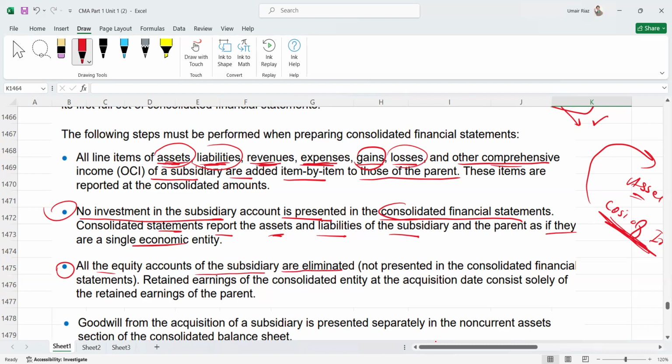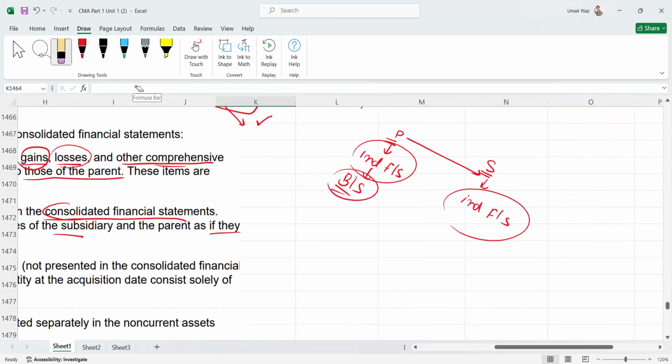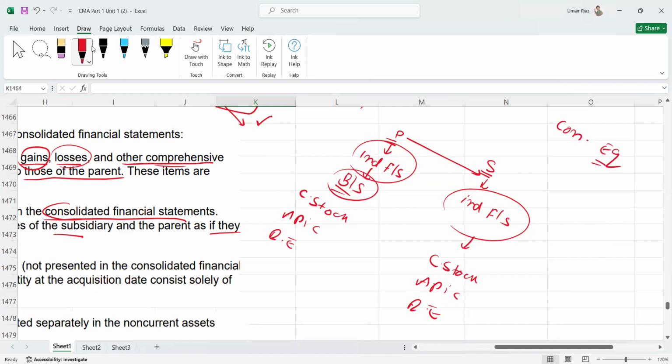All equity accounts. Let me give you an example to explain. Again, we have a parent and a subsidiary, and obviously a parent's balance sheet and a subsidiary balance sheet. In the parent's balance sheet, you will have the parent's equity like common stock, additional paid in capital, and retained earnings. In the subsidiary's individual balance sheet, they also have their own common stock, additional paid in capital, and retained earnings.